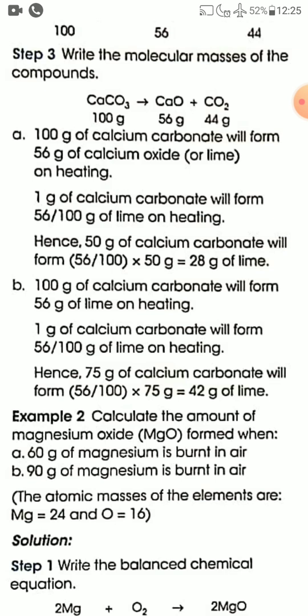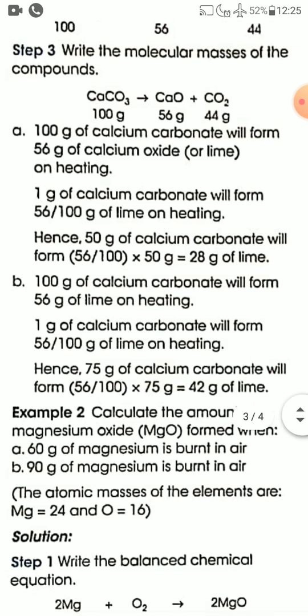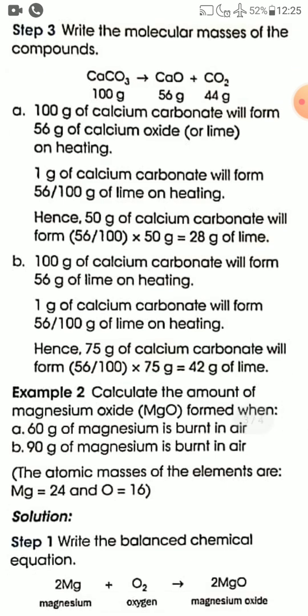Now see question number B, similar question. So from the balanced chemical equation, we get 100 gram of calcium carbonate will form 56 gram of lime on heating. So 1 gram of calcium carbonate will form 56 divided by 100 gram of lime on heating. So 75 gram of calcium carbonate will form 56 divided by 100 into 75, that is 42 gram of lime.